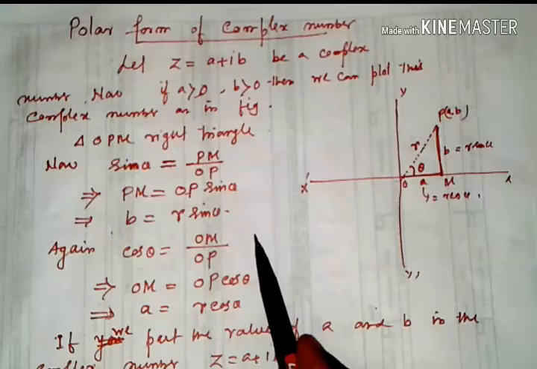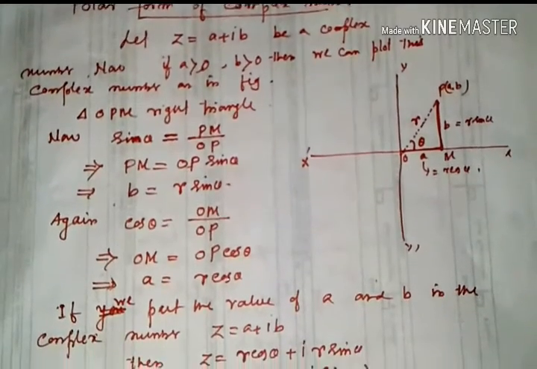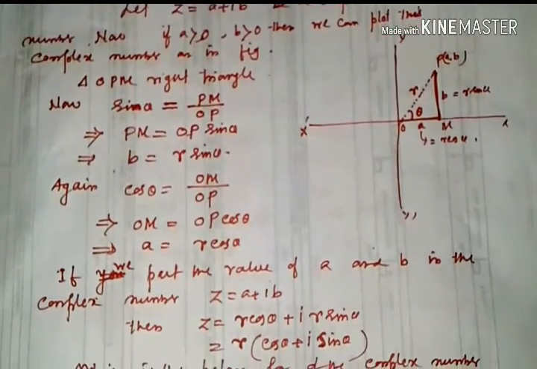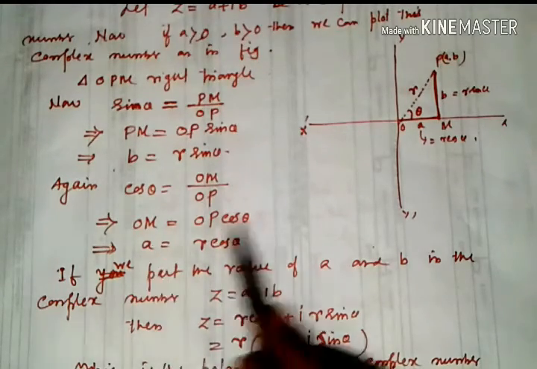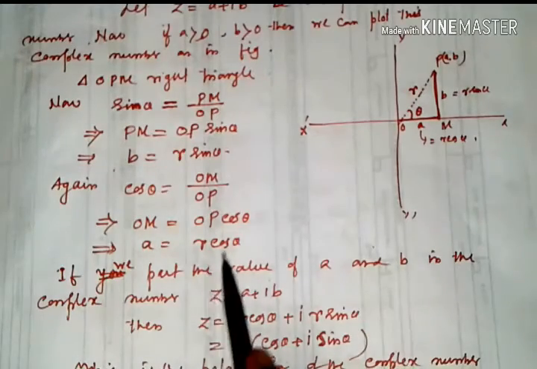Again, cos theta is equal to OM by OP. So OM is equal to OP cos theta. OM means this is r cos theta.